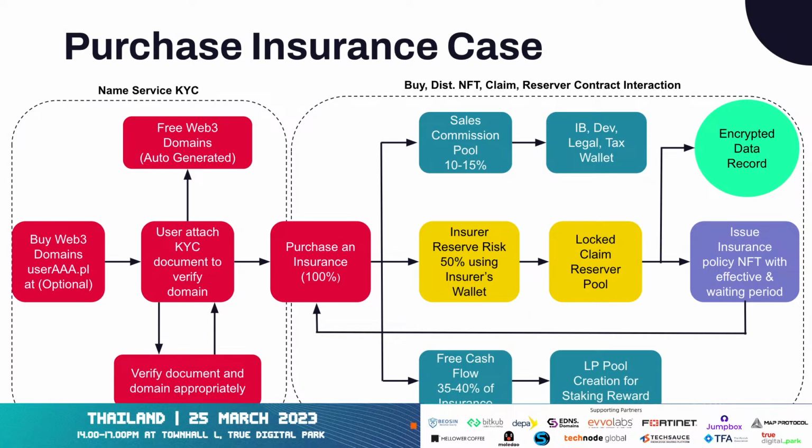Okay, for the purchase insurance case, here's the big picture. You just go to our platform and pass our KYC by uploading your document. You get the name service in return and can start purchasing insurance. For 100% of the payment, the smart contract will automatically split it into 3 parts. First is the sales commission as normal, but we set it cheaper than traditional insurance. There's also the reserve for the insurer, 50% as an insurance wallet. And the free float is going to be about 35 to 40%, which creates another liquidity pool for staking rewards.